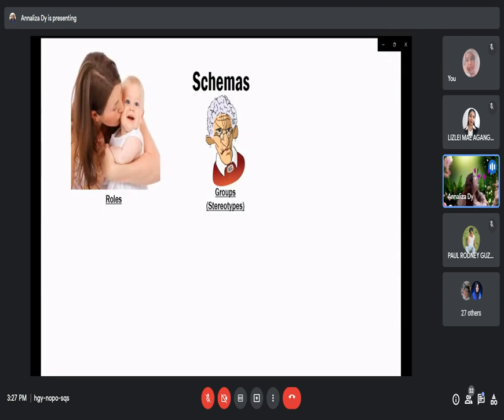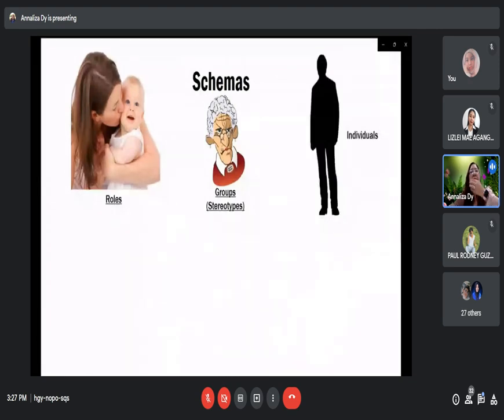Thinking about people based on stereotypes. We also have schemas about individual other people. You might have a set of associations with a particular person, thinking about what the person is going to do.